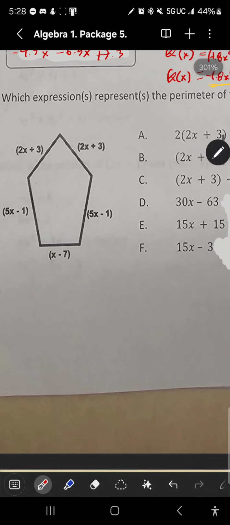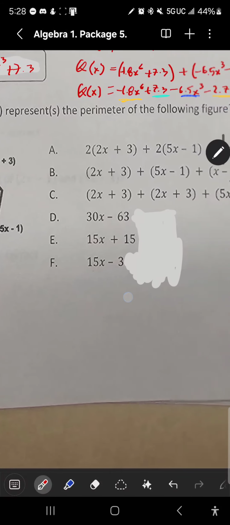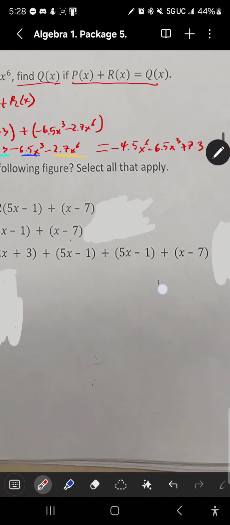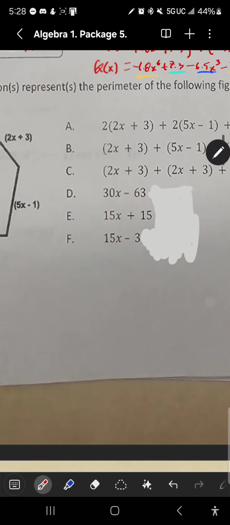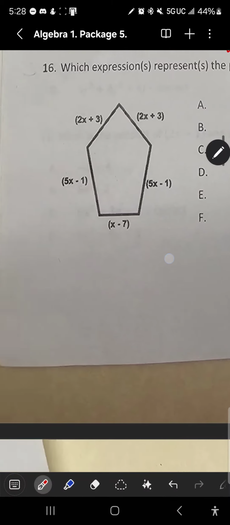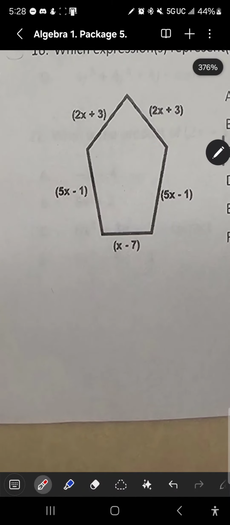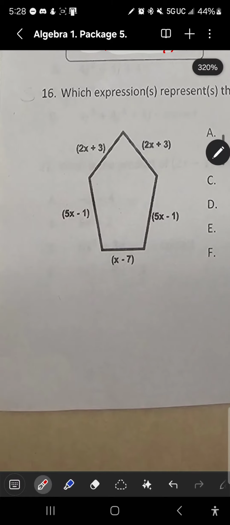Now let's see this one. Which expression represents the perimeter of the following figure? Select all that apply. Okay. So let's see this. First, the perimeter is just adding all the sides. So it will be 2x plus 3.